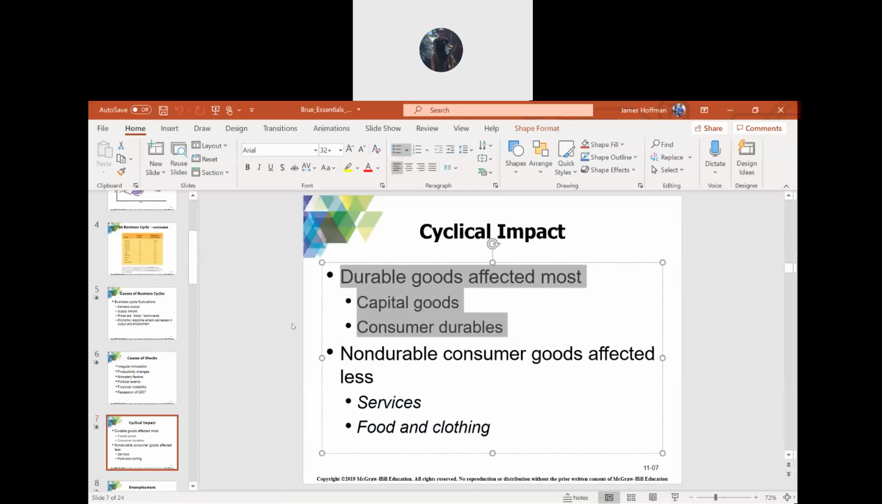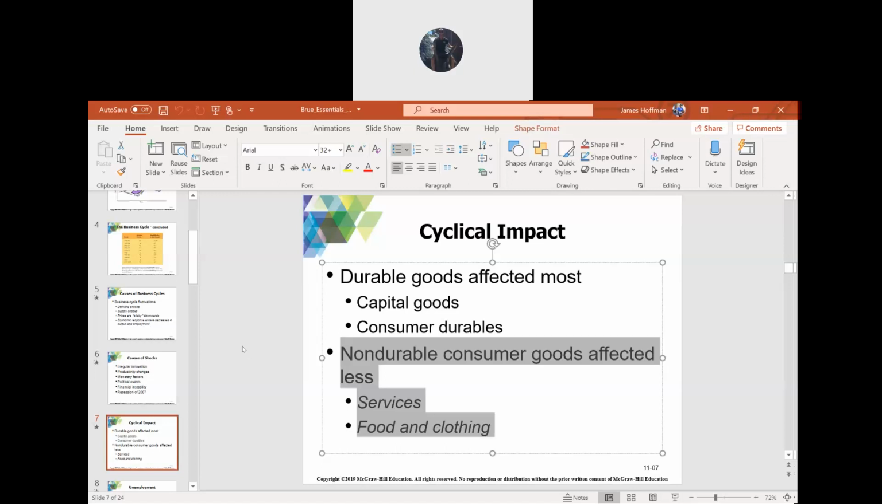So normally, the things that are not affected during a recession are services, food, and clothing. And these are exactly the things that are being affected now. So this is the most unusual recession, if you want to call it that, because the things that normally are not affected are affected the most, and the things that usually are affected are going up. So it's very counterintuitive in terms of what's normally affected in a recessionary period.